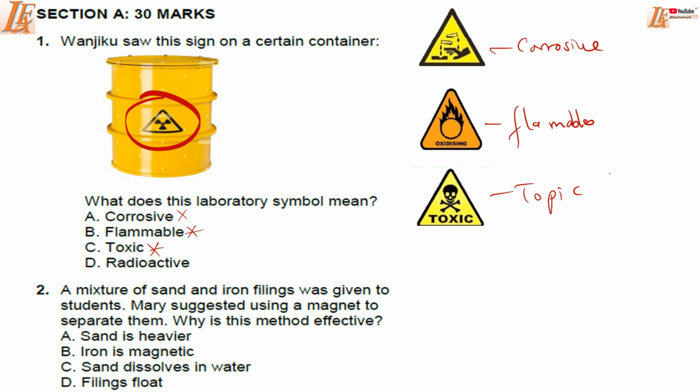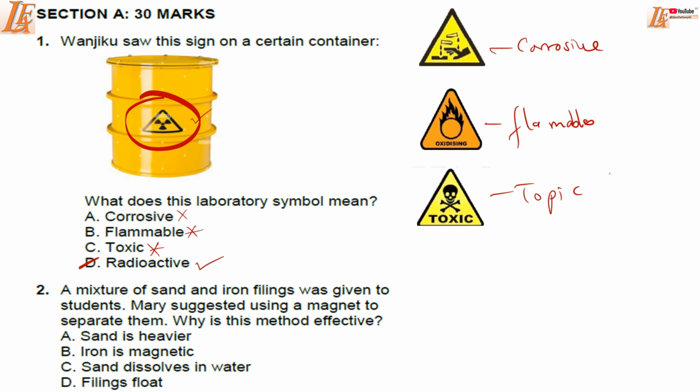And then D, radioactive. This is correct. A radioactive substance is represented by the symbol which you can see here on the screen. And remember, a radioactive substance is a substance which is able to emit radioactive rays.